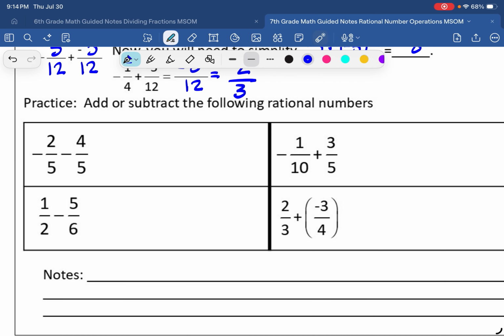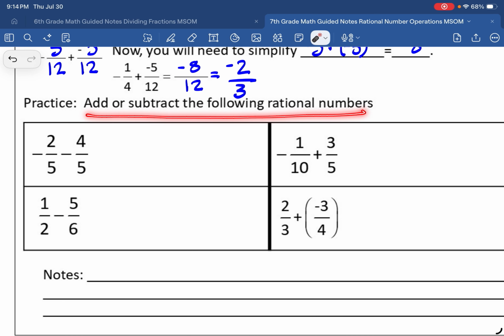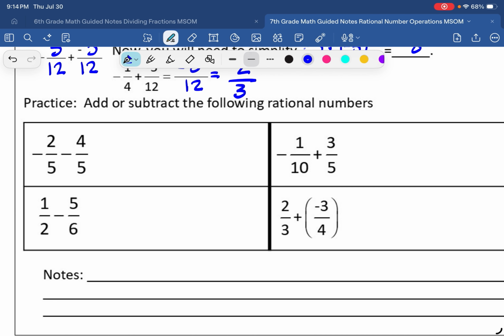Add or subtract the following rational numbers. My first one, my denominators are already equal. I have fifths here on the bottom. So let's simplify my numerators. So it says -2 minus 4, which is the same as -2 plus -4, which equals -6, and my denominator stays the same, -6/5, which is also the same as -1 and 1/5.